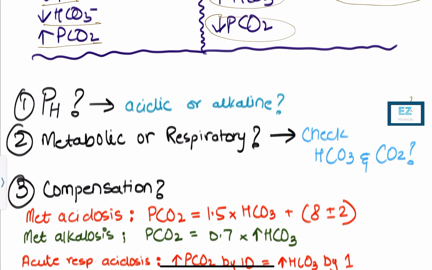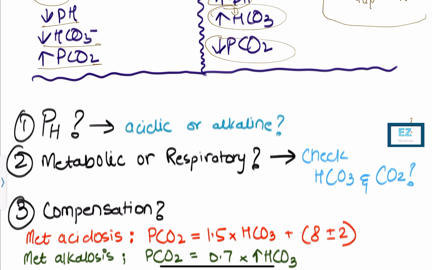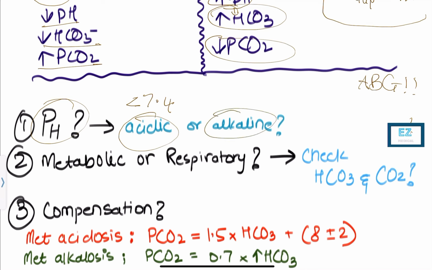Now then, when we go on to our questions, right? So first we start with what is the pH? We get a question, we say, okay, a patient comes in and we get an ABG done. That's where we find our values. And what is the pH? An acidic pH would mean less than 7.4, or alkaline would be more than 7.4. So that will tell us, do we have an acidosis or alkalosis going on?